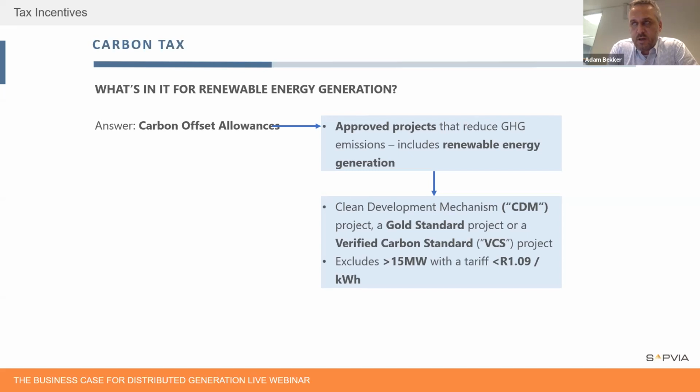Once your project is registered, there's also a limitation or an exclusion that you can't claim carbon offset allowances for a project that is greater than 15 megawatts if you sell electricity at less than 1.09 Rand. I'm not entirely sure how they came up with those thresholds, but that's the provision in the Carbon Tax Act. But provided you meet both of those requirements, you should qualify for carbon offset allowances. And if you can move to the next slide.